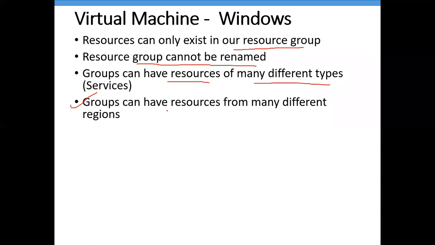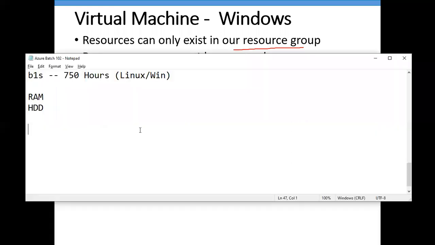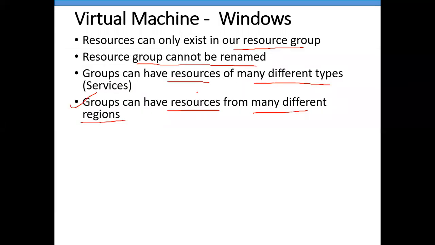A resource group can have resources from many different regions. Let's take an example. The resource group which I have created is in a region called Central India. Can I create this virtual machine in the USA region? Yes, it is possible. But it's not a good practice, guys. Even I'm not going to do it, and even in real time we are not doing it. It's not a good practice, because performance of our machine will go down. But yes, it is possible.